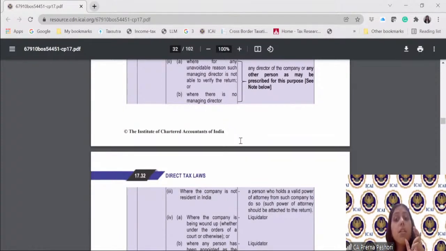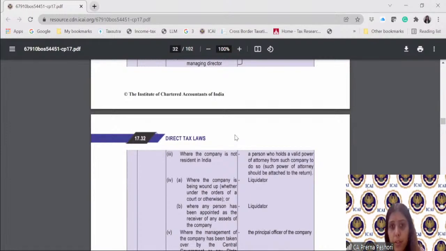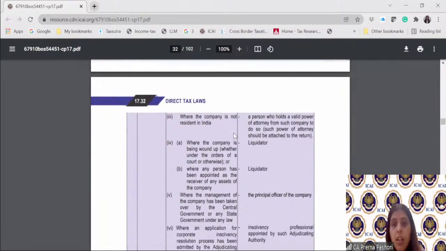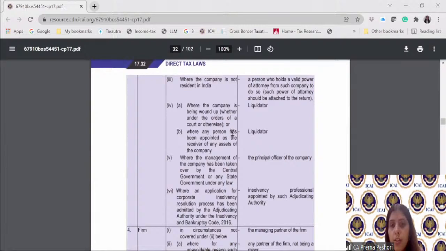Where the company is a non-resident, then any person who is holding the power of attorney. Where the company is being wound up, then the liquidator. Or where any person has been appointed as a receiver of any assets, then the receiver. Where the management of the company has been taken over by the government, then the principal officer of the company. Where the insolvency proceedings are going on, then the insolvency professional is required to verify the return.